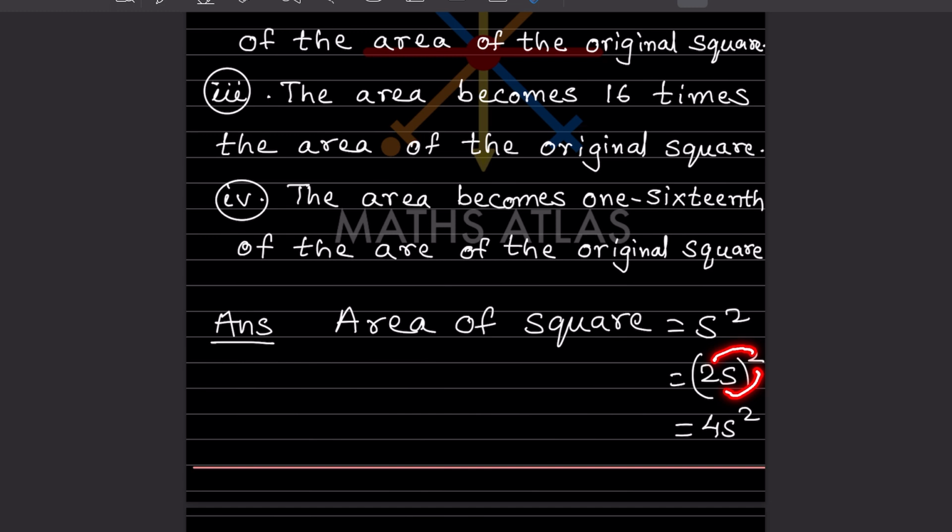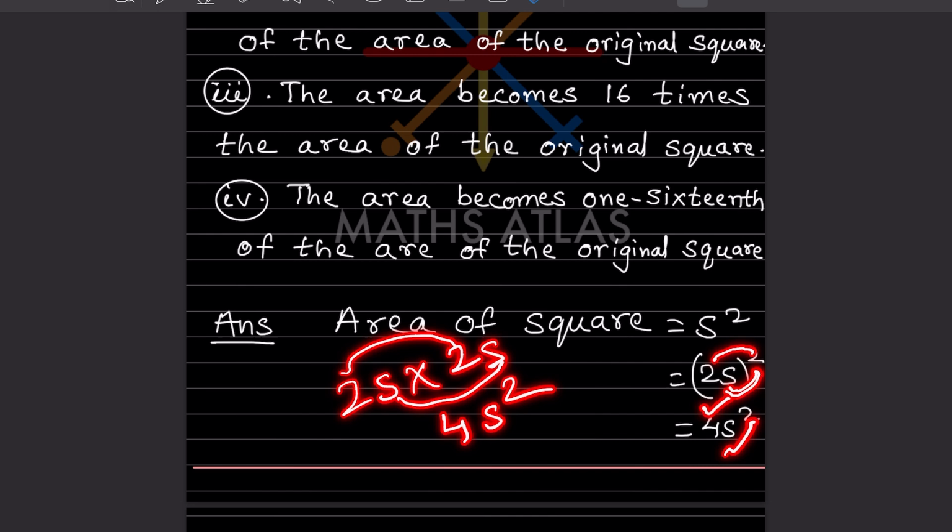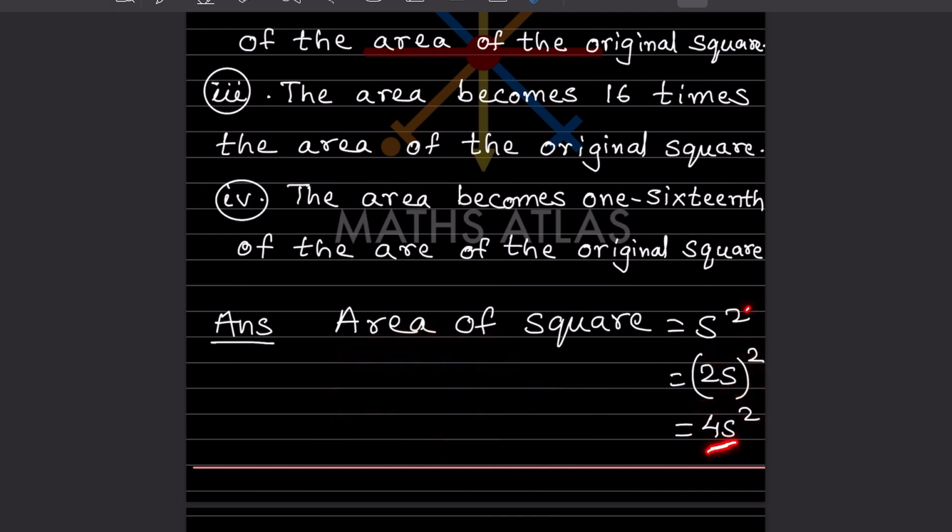That is very important. So 2 times 2 is going to be 4, and this will be s square. Or you can write this 2 times. So now if you get confused over here, what is that going to be? 2 times 2 is going to be 4. S times s is going to be s square. So what happens here? Original was s square, and now we got 4s square.